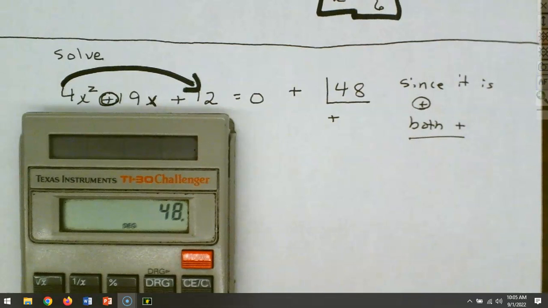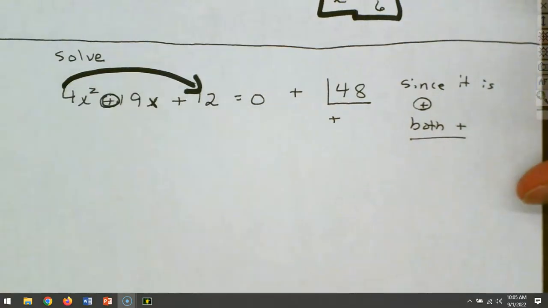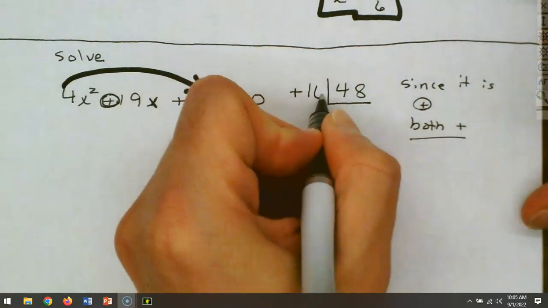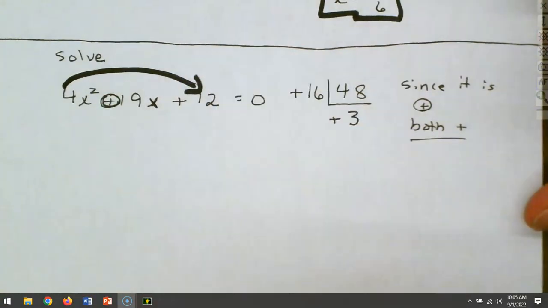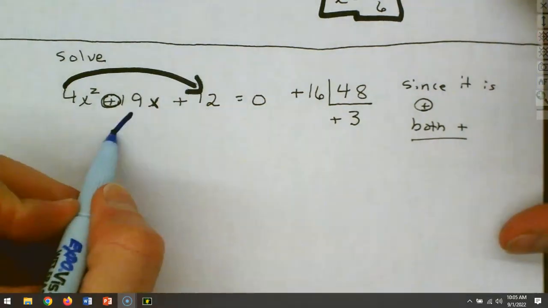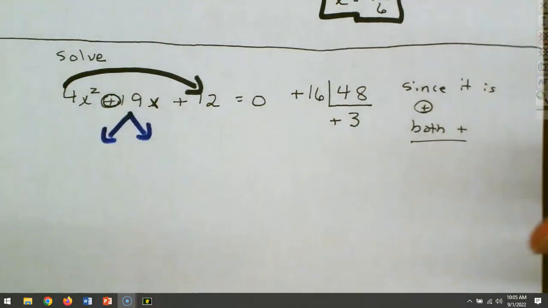So let's try a 3. Does 3 work? Okay, 3 and 16. Well, what do we want? 19. What's 3 plus 16? 19. So what are our two numbers going to now be? 16 and 3. Now we've got them. Now we finish it.